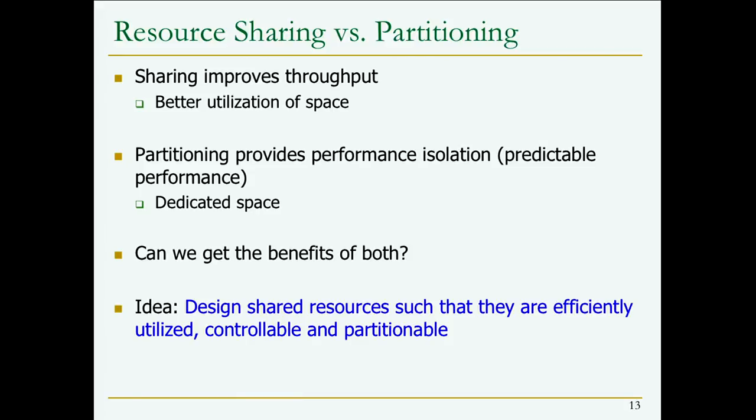So the idea is basically to design the shared resources such that they're efficiently utilized, controllable, and partitionable. And hopefully we won't waste any resources this way, and we'll have quality of service mechanisms for threads. Because if you actually partition, you waste a lot of resources. Again, think about having 1,000 revolving doors to enter Tannin bar, right? Not only costly, even if you do it, you waste a lot of resources, because you don't have 1,000 people entering Tannin bar every second.